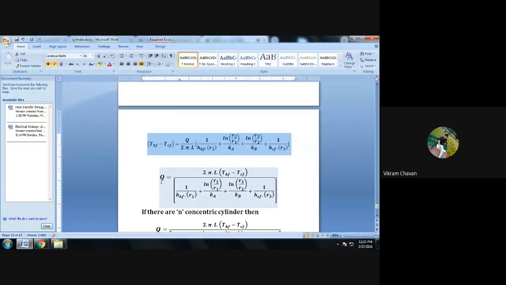So keep this Q on one side, and the remaining part from the right hand side we have to shift to the left hand side. So the equation will become Q is equal to 2 pi L, which we have shifted to this side, so it will be multiplied in the numerator, so 2 pi L into bracket T suffix HF minus T suffix CF, where T suffix HF and T suffix CF are the hot fluid temperature and cold fluid temperature.